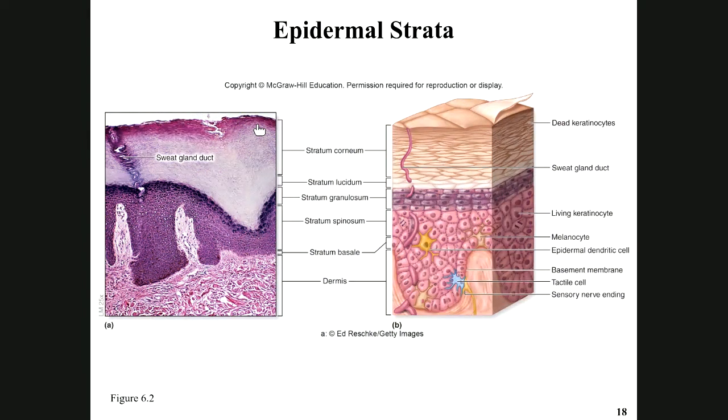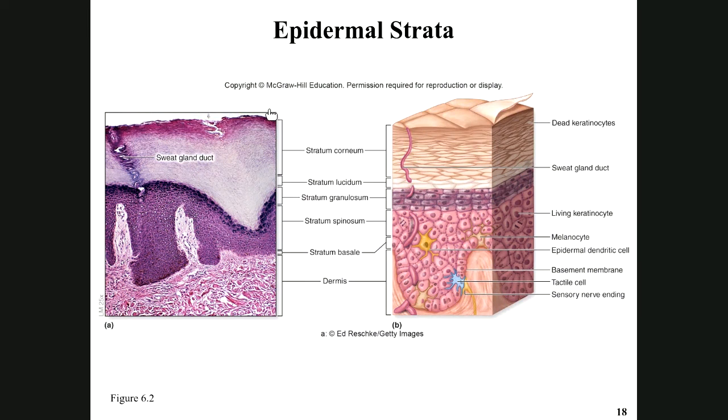Our epidermis is different in different regions of our body. The thick skin is the skin of our palm of hand and sole of feet. And we have 5 layers of basale, spinosum, granulosum, lucidum, and corneum in thick skin. In the thick skin, we have sweat glands, but we don't have hair follicles and we don't have sebaceous glands.